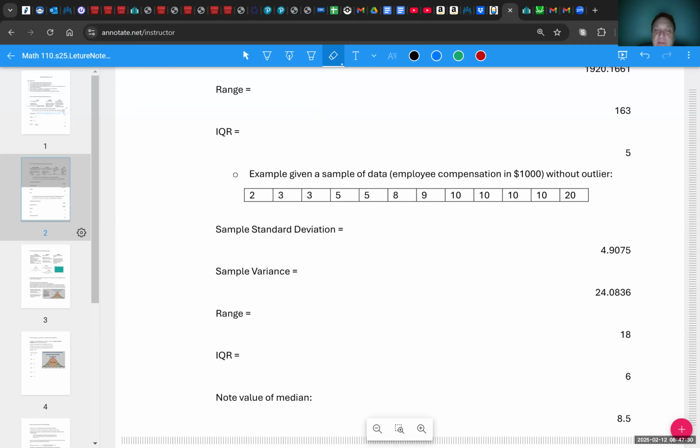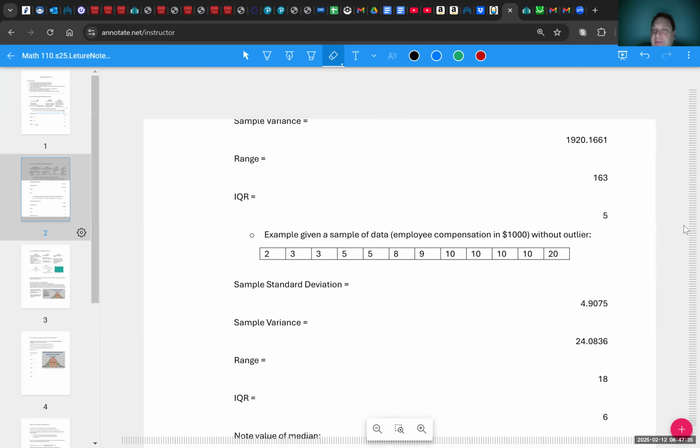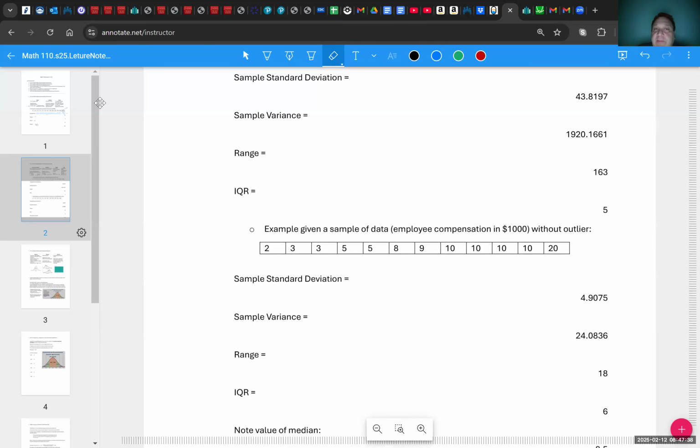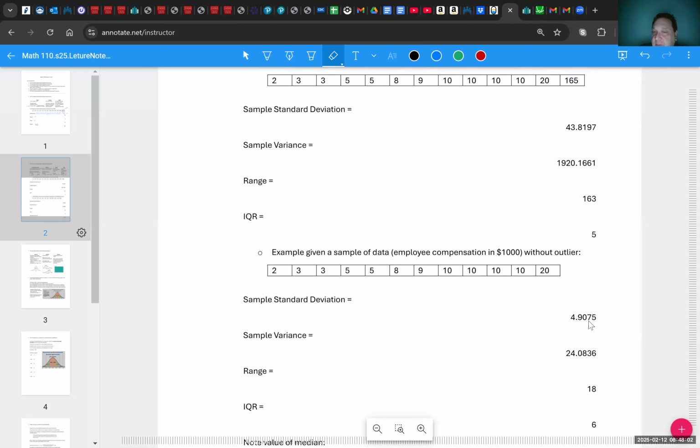Okay, so why did I do this again? Basically the same kind of thing. What I want to show you is that if we compare the standard deviation and the variance, the different types of variation with and without the outlier, something very interesting may be recognized. So the sample standard deviation with the big number, with the 165, was 43, and then without was 4. So it changed a lot, like a factor of 10 or something like that, when we got rid of this potential outlier.